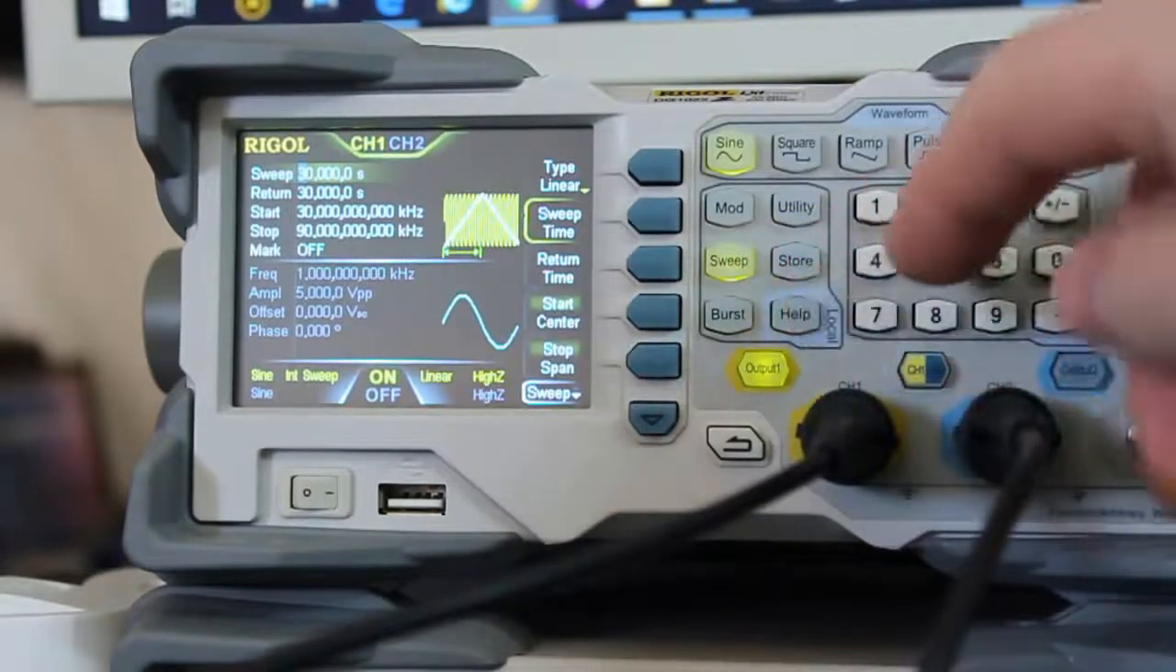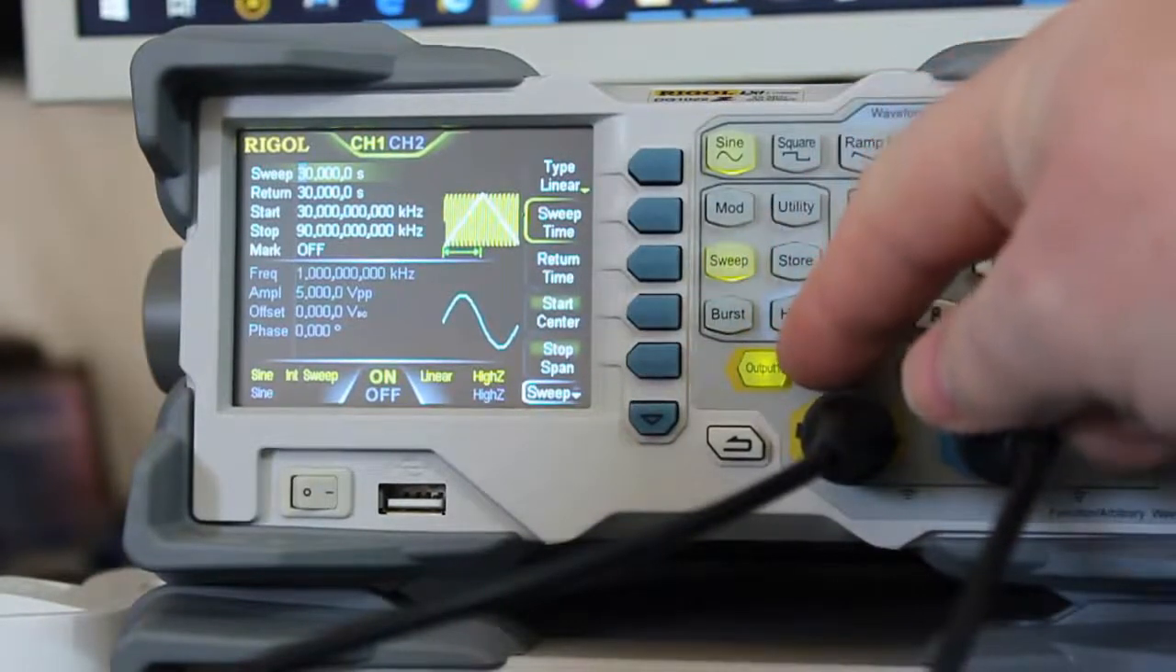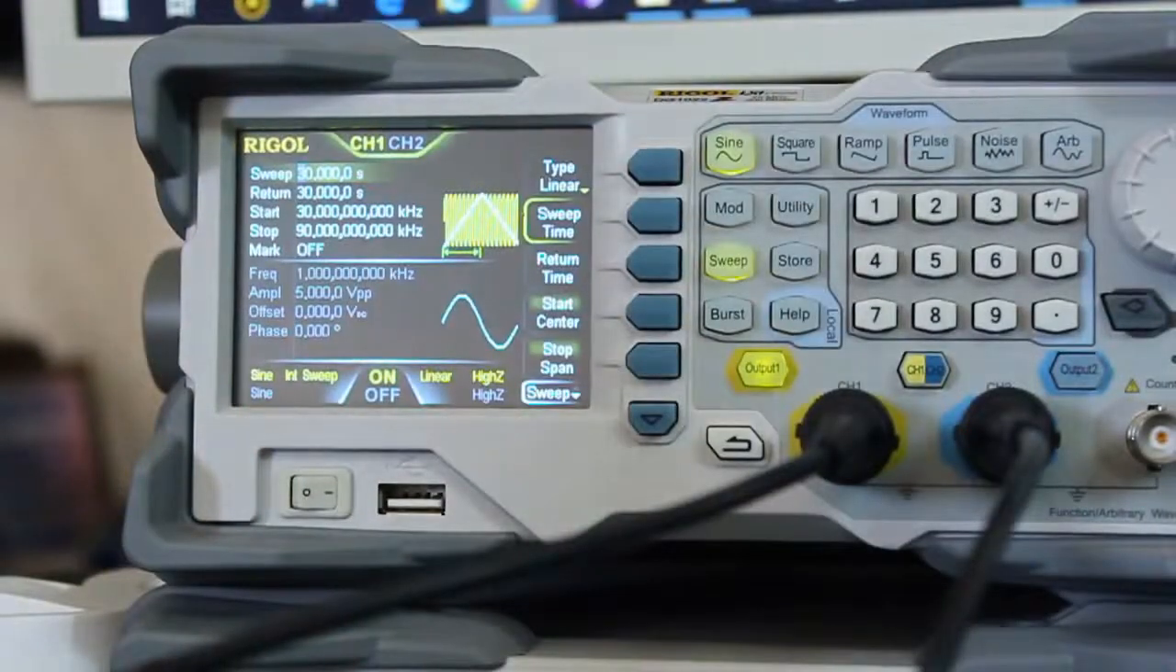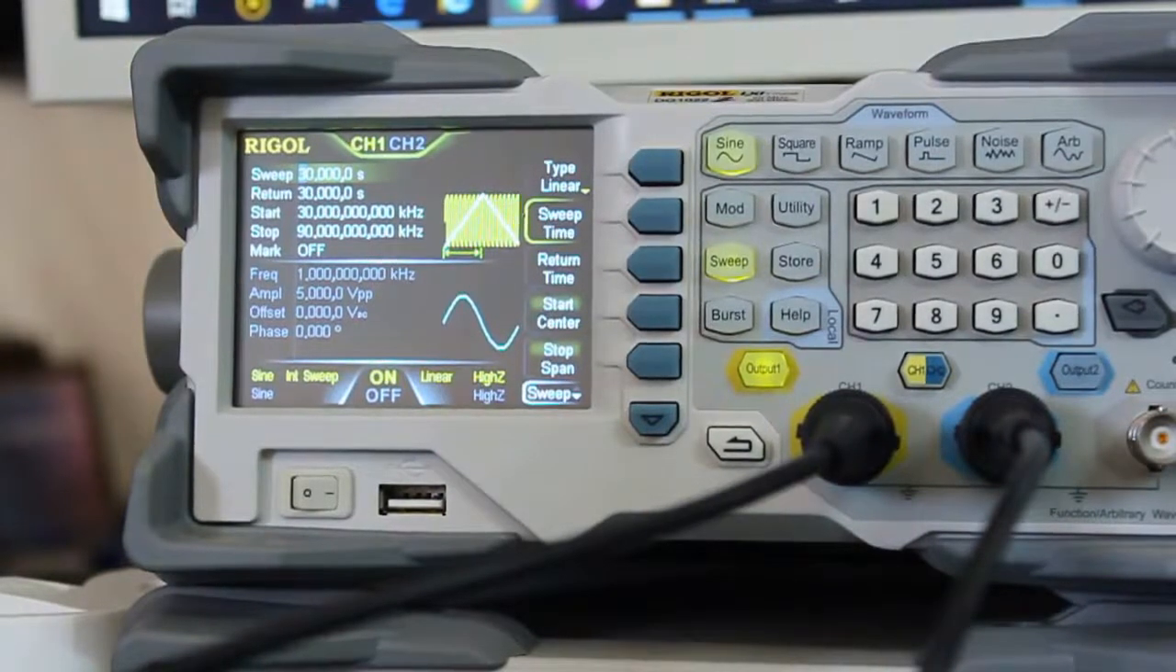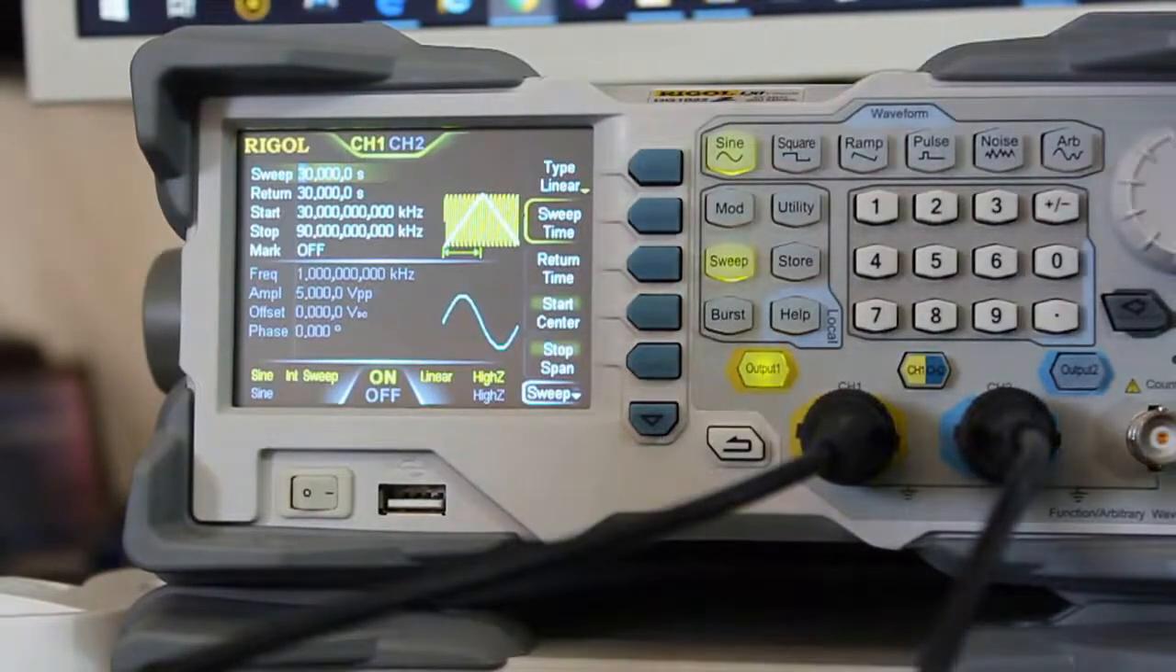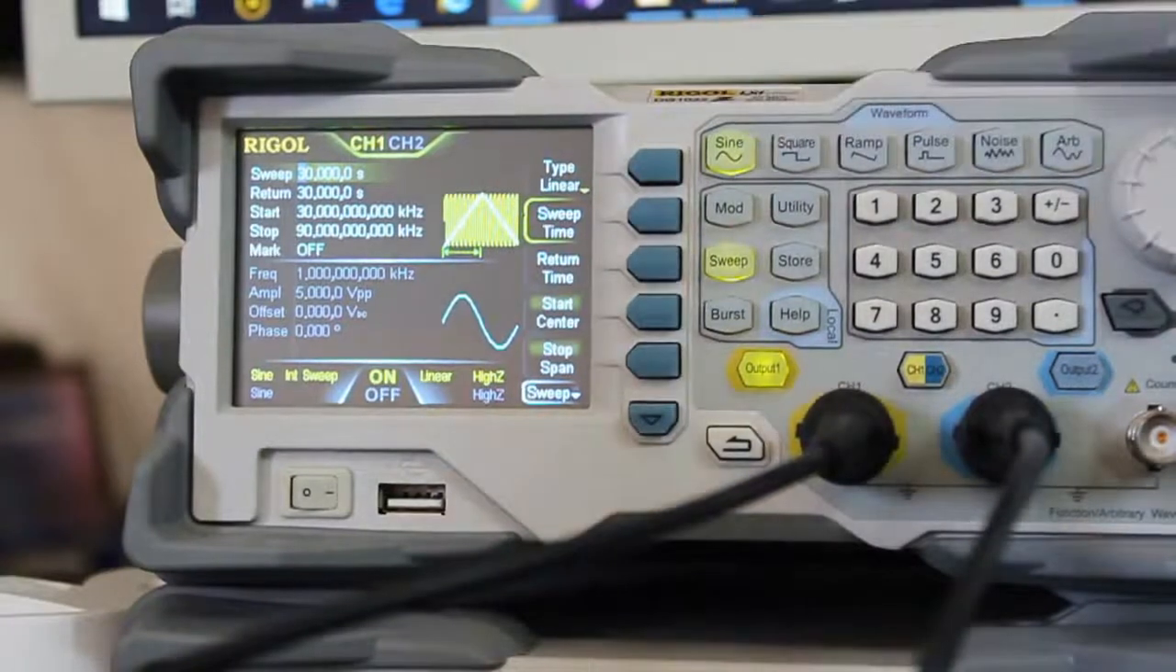So what we're doing is we're using channel 1 on the output to drive our coil through a sweep, and it's a sine wave sweep. It's not a triangular wave sweep, it's just a sine wave. We're on sine at the top there, you can see that. So what we're doing is we're finding the coil resonance by doing this sweep.